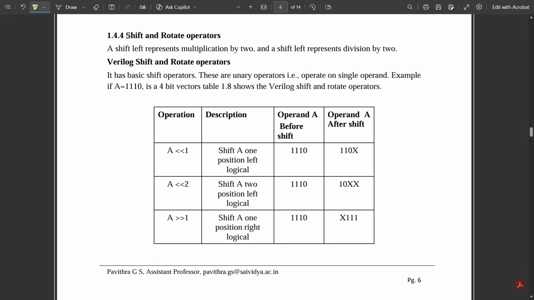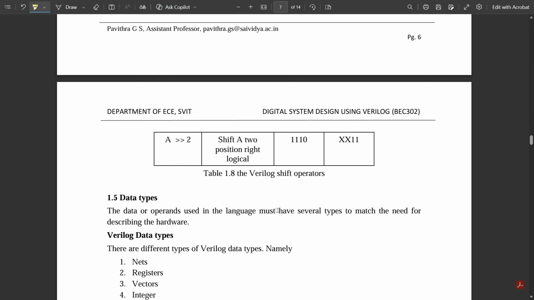Very important under Verilog. The shift left represents multiplication by 2, and shift right represents division by 2. Let us see one by one now. Verilog shift and rotate operators. It has basic shift operators. These are unary operators. Unary means for a single operand, that is, the operation on a single operand. For example, if A is 1110, a 4-bit vector, the table shows the Verilog shift and rotate operations. These are the basic Verilog shift and rotate operators used, which are very important.